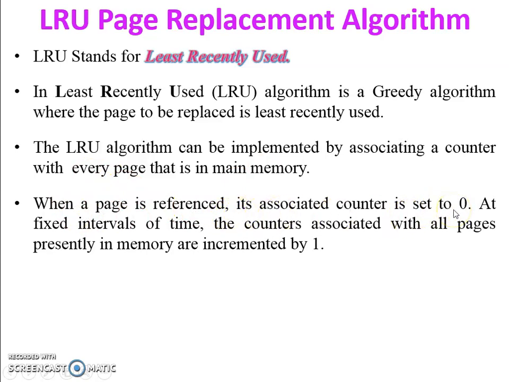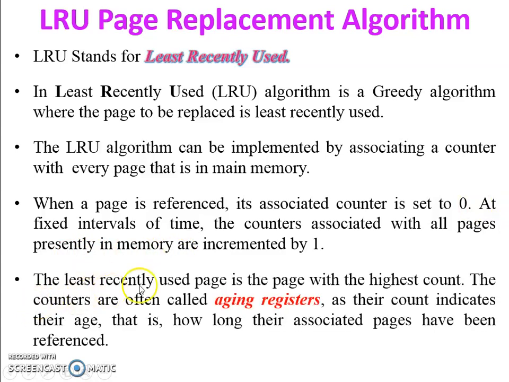Whenever a page is already stored and there is a page hit, meaning the page is available when the processor requires it, the counter is again set to 0. And whenever a new page comes from secondary memory to main memory, the counter of that page is 0. The counters associated with all pages presently in memory are incremented by 1. The least recently used page is the page with the highest count.